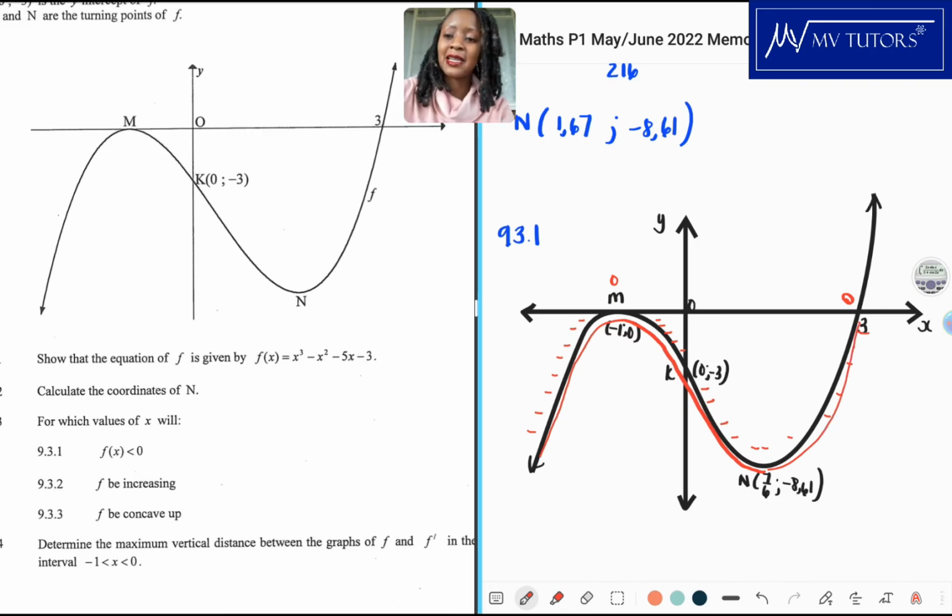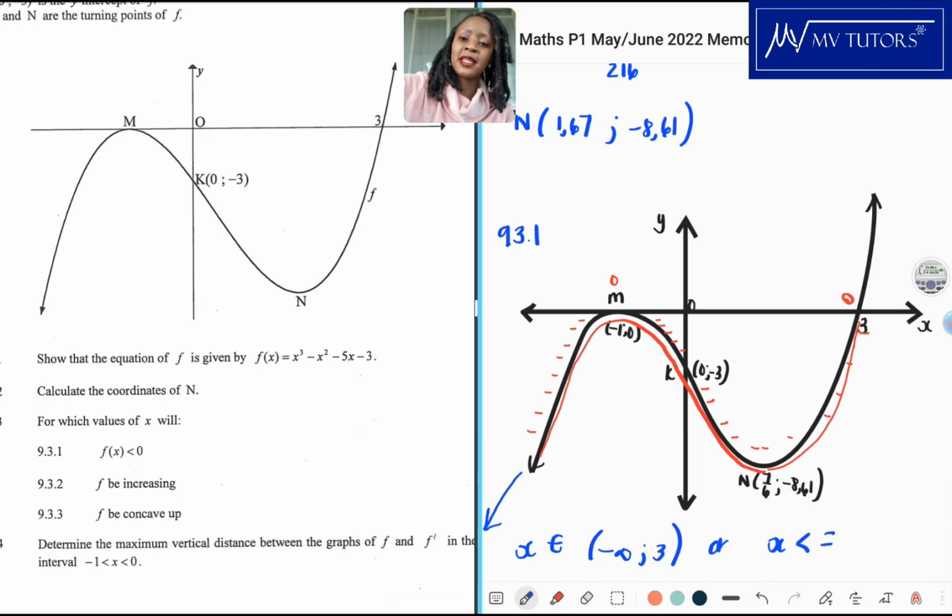The cutoff is 3. So when I write down my answer, I would say x is an element of negative infinity, because it does stretch all the way to negative infinity, and it goes all the way to the value of 3, but 3 is not included because at 3 the value is equal to 0. Or you could simply say x is smaller than 3. You could put that as your answer.